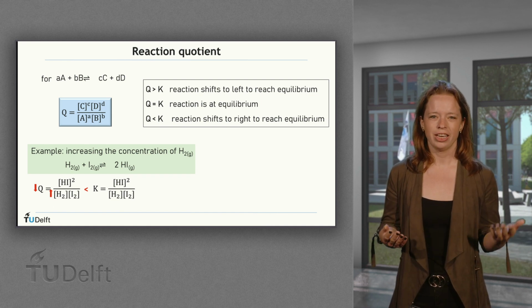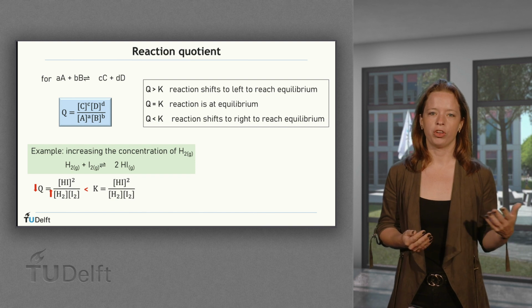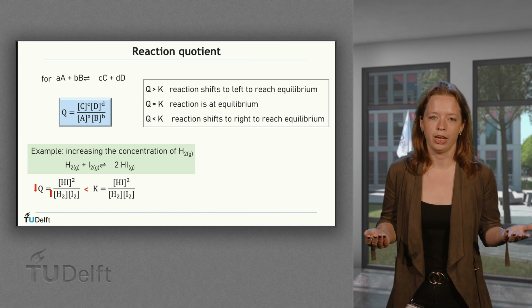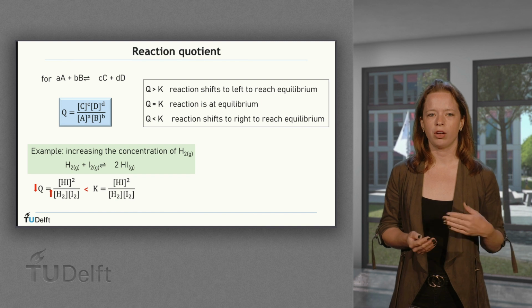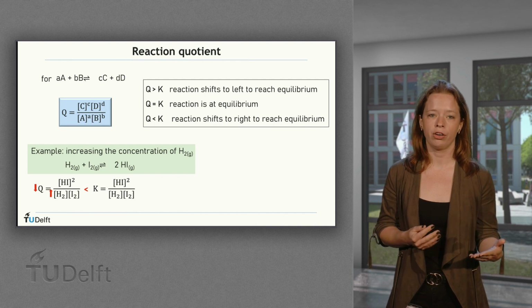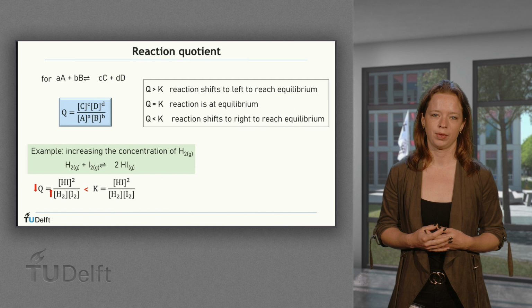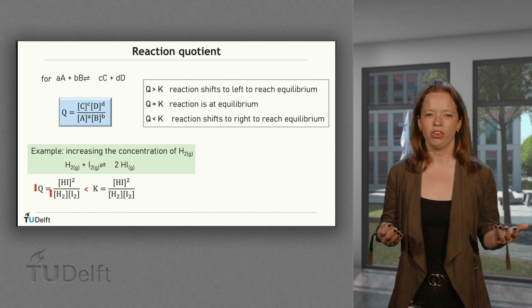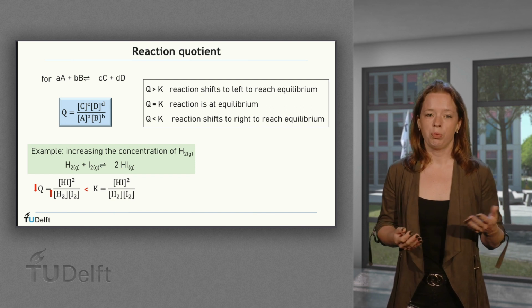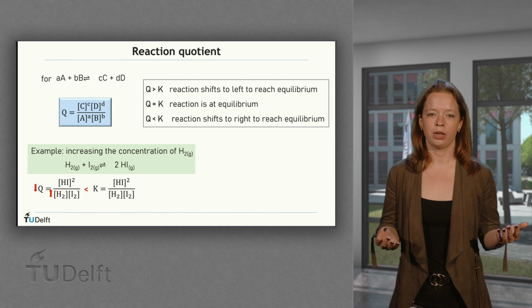And in practice, shifting equilibrium by adding more of a cheap reactant, like what we just did with hydrogen, is a very useful way of converting the maximum amount of the other reactant into the product. And you can imagine this is financially very interesting. For example, if one of the reactants is cheap and the other one is very expensive.